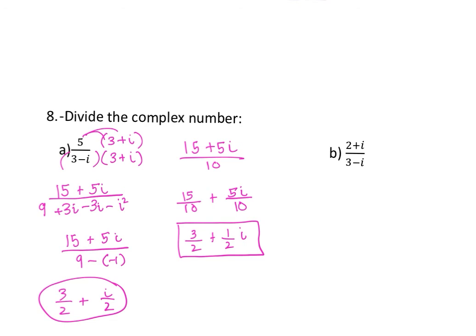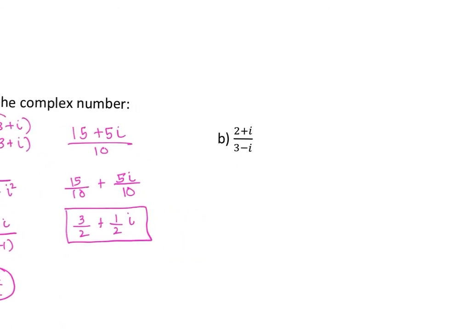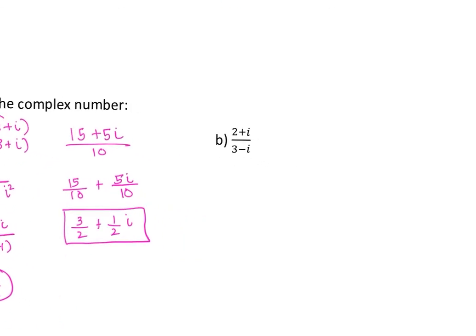Okay, our last one here. I really did not get creative with these denominators. I have 3 plus i, 3 plus i again. So I have my first, which is 6. Outer, that's 2i. Inner, that's 3i. And last is plus i squared. All over, we already know that 3 minus i times 3 plus i is 10, so I just kind of took the shortcut there.